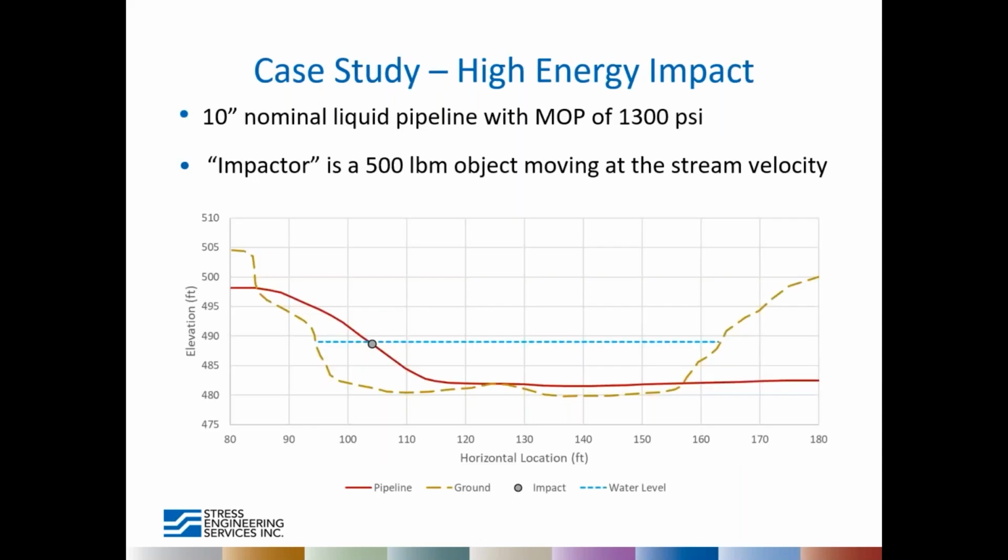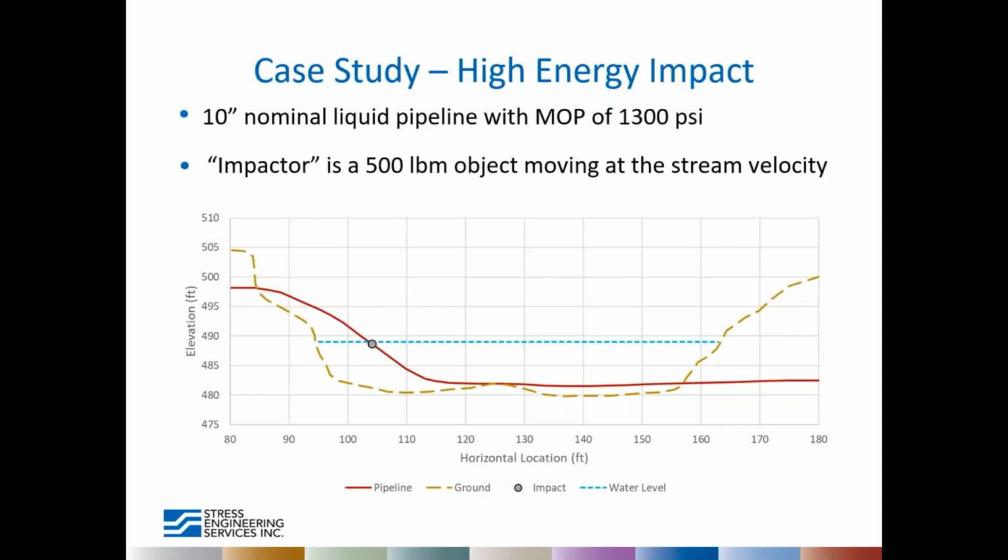Okay, so here's a case study of a high energy impact analysis. In this case, it was a 10-inch nominal liquid pipeline with an operating pressure of about 1,300 PSI. It's not really important to the case study. If you look at the graph, the dashed line, I don't know what color I would call that, represents the ground. The red line represents the pipeline, and the blue dashed line represents the water.